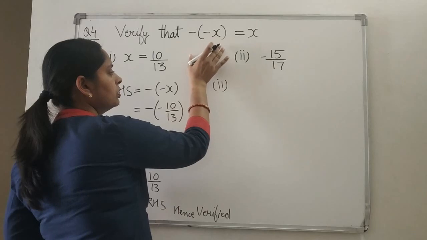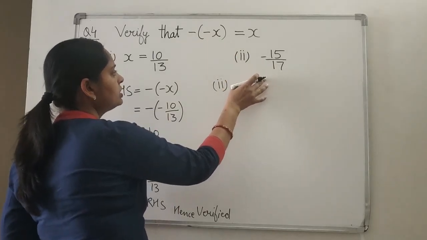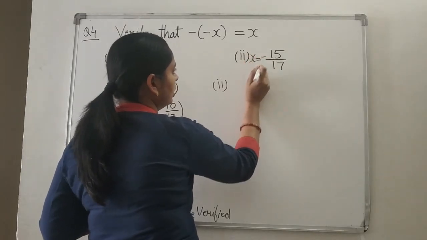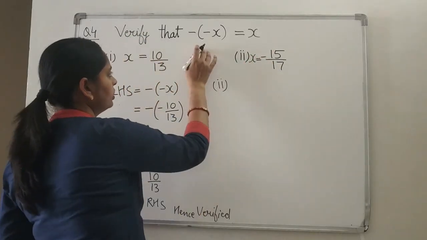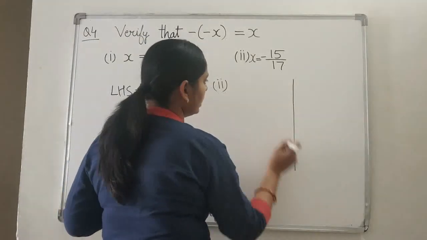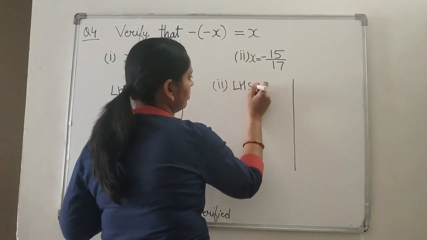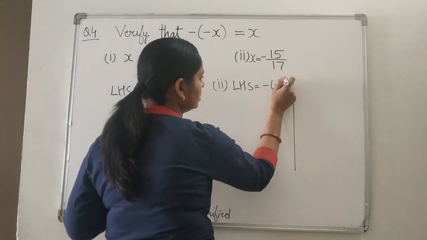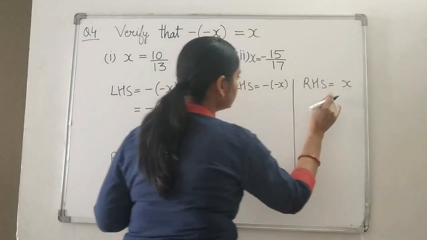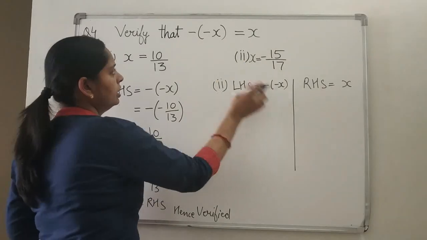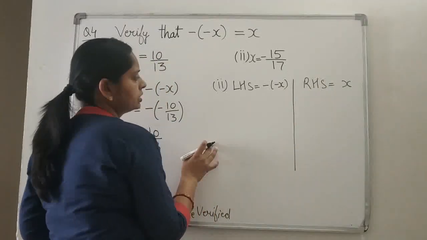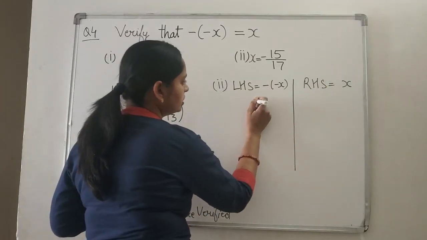Same here also we have to show that if the value of x is minus 15 upon 17. X is equal to minus 15 upon 17. Then also this condition will hold true. Show it. You can show it on both the sides like LHS is equal to minus of minus x and RHS is equal to x according to the question. This is our LHS, so I have written here LHS. This is our RHS, so I have written here RHS. Now put the value of x. What is the value of x?